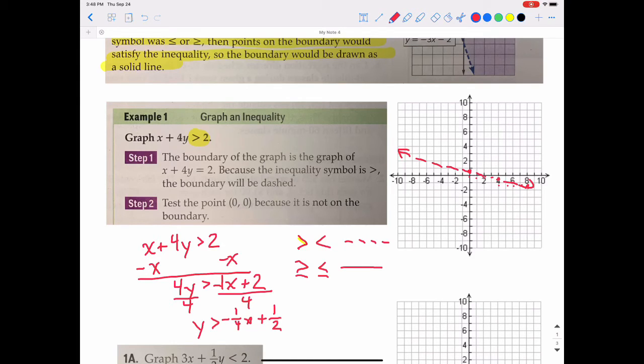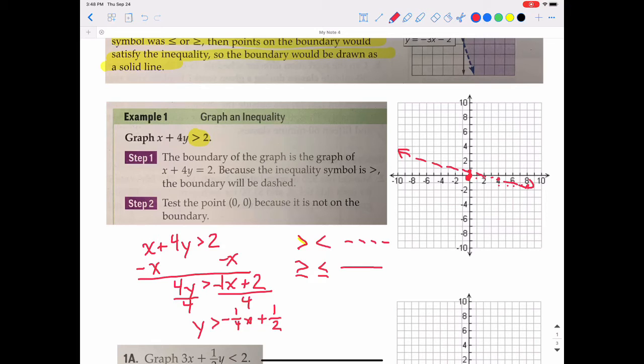Okay, now one side or the other contains all the points that work. That means it's going to be the shaded side. To figure out which side that is, we are going to do a test point. We're going to pick a point that is clearly not on the line, plug that into the original problem, and see if it makes a true sentence. A great test point will be 0, 0. So 0, 0 is located right here. That's the origin.